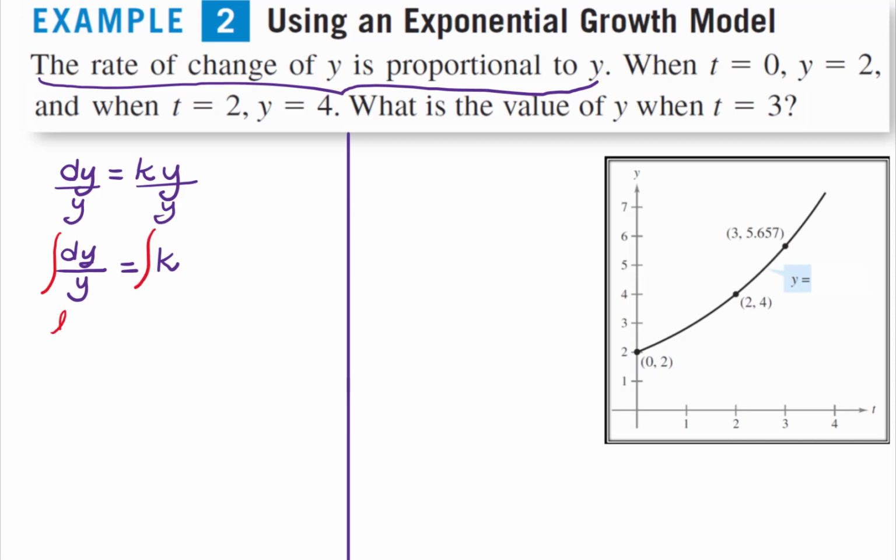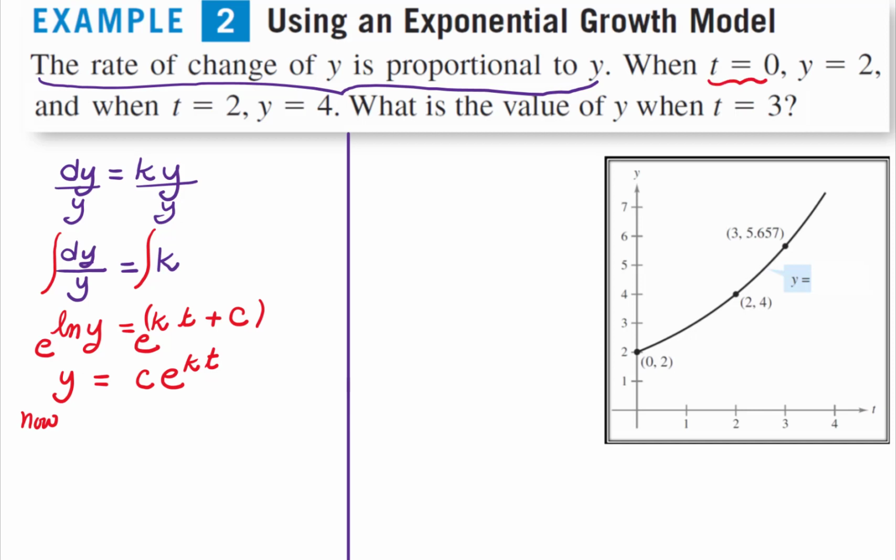So when we take the integral of both sides, we get ln absolute value of y, but y is positive, is equal to kt plus c. Now we'll take the exponential of both sides to solve for y. E to the ln y is equal to y. E to the kt plus c is e to the kt times e to the c, and e to the c is c. So it's c e to the kt.